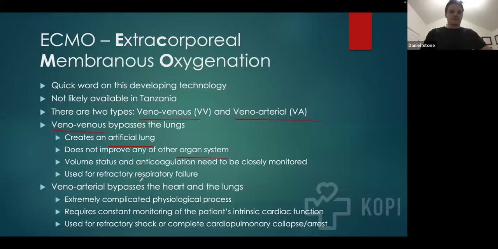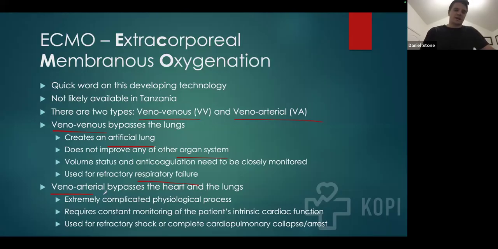The uses usually for veno-venous are for respiratory failure or refractory respiratory failure. We saw it sometimes in COVID. I think the things that I've seen it most helpful for are actually patients who develop ARDS, usually from pneumonias, and become clinically stable, but need a little bit more time for the lungs to heal.